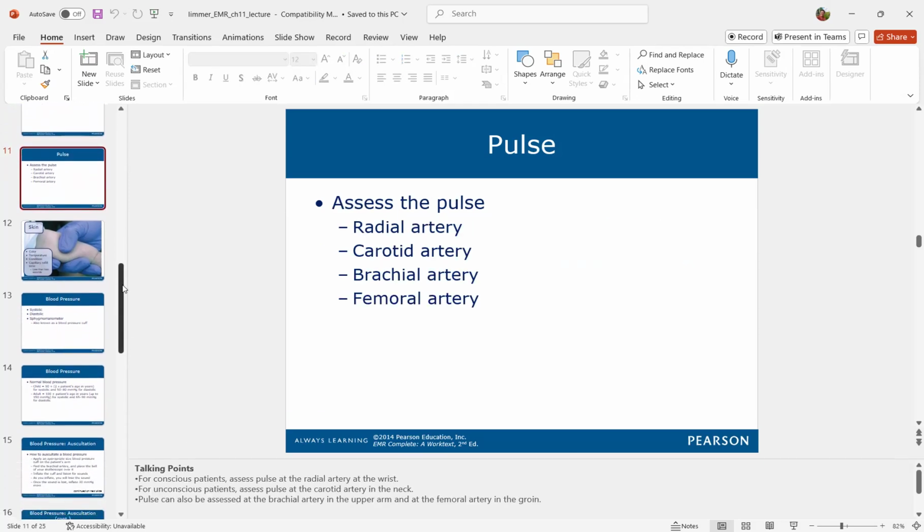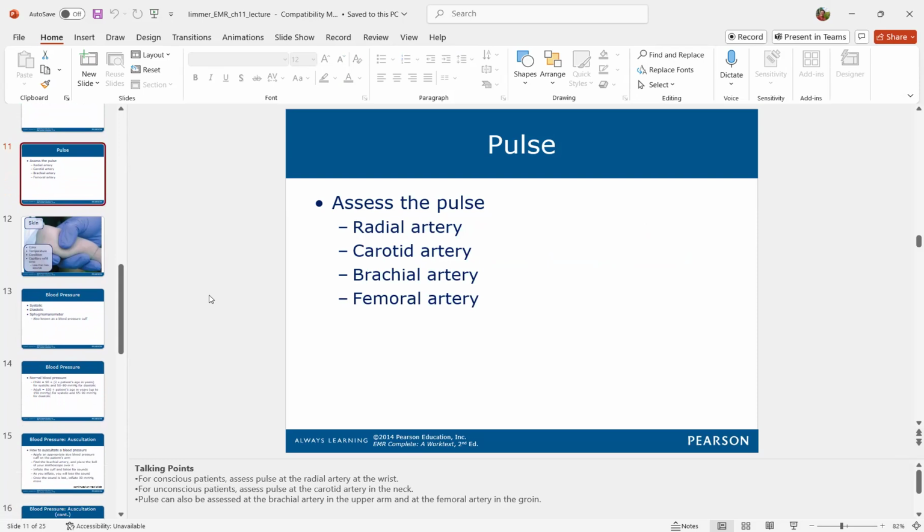So assessing the pulse, there's a few common places that we do this. For conscious patients, people who are alert, oriented, anybody that's not unresponsive or unconscious, we try to assess the pulse at the radial artery at the wrist. So right above your thumb, feeling right there, that's going to be your radial artery, pushing down on your radius. For unconscious patients, we assess the pulse at the carotid artery, the one that's in the neck. So finding the trachea, going to one side and pushing in, that's where you're going to find your carotid artery.